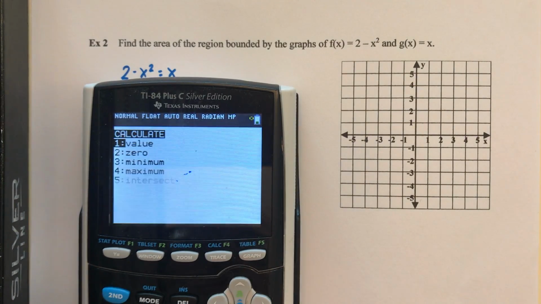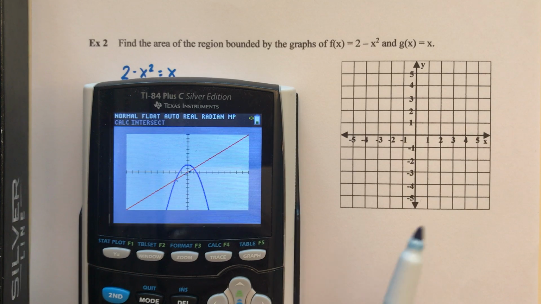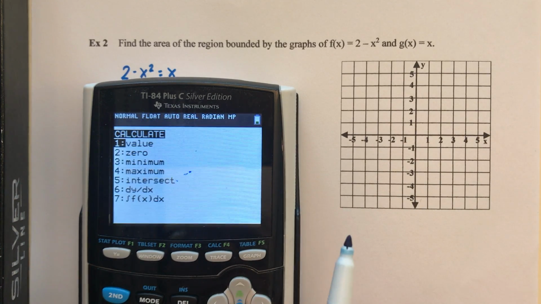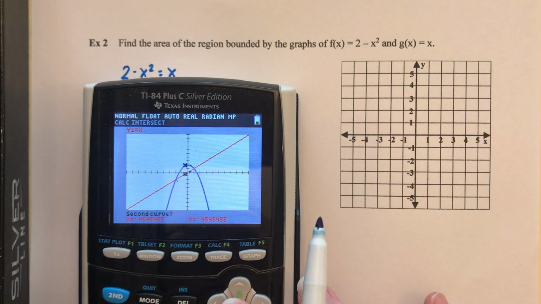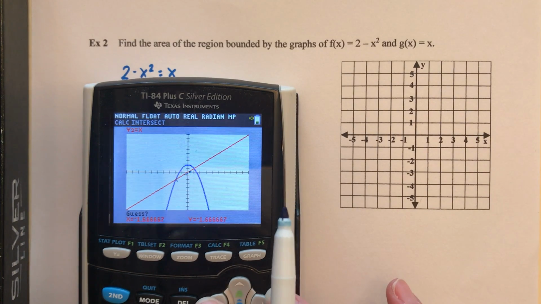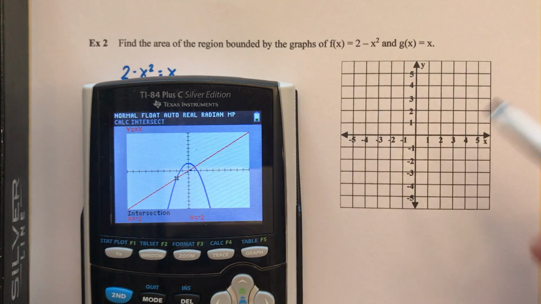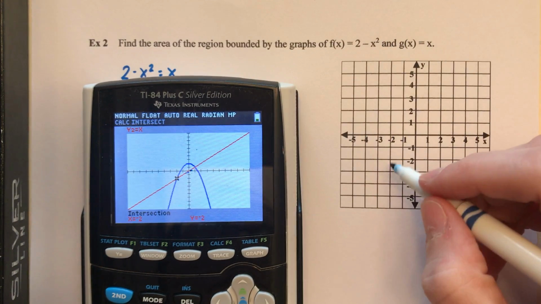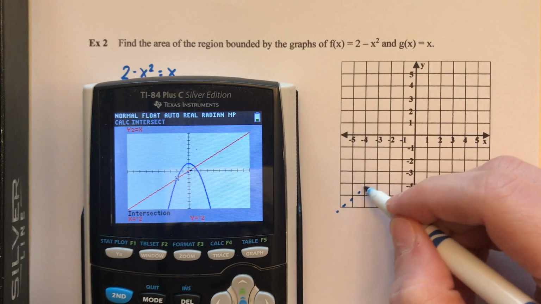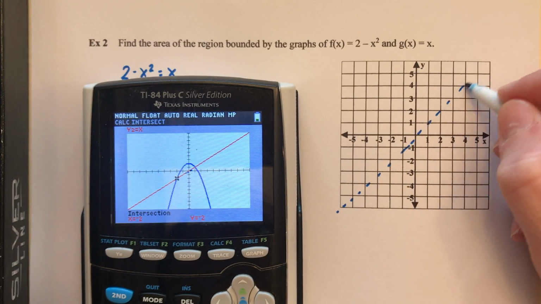We can go to second trace, intersect, first curve, second curve, take a guess. So I get the 1. I can do the same thing again. First curve, second curve. I'm going to scroll over to this other point here, and that gives me the -2. So I know my graphs cross at -2 and 1. So when I'm going to sketch this, I'm going to be careful, make sure they cross at those 2 points.